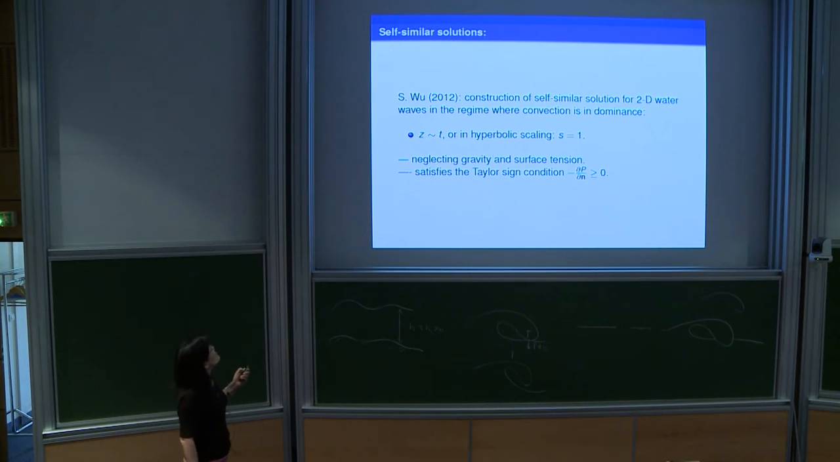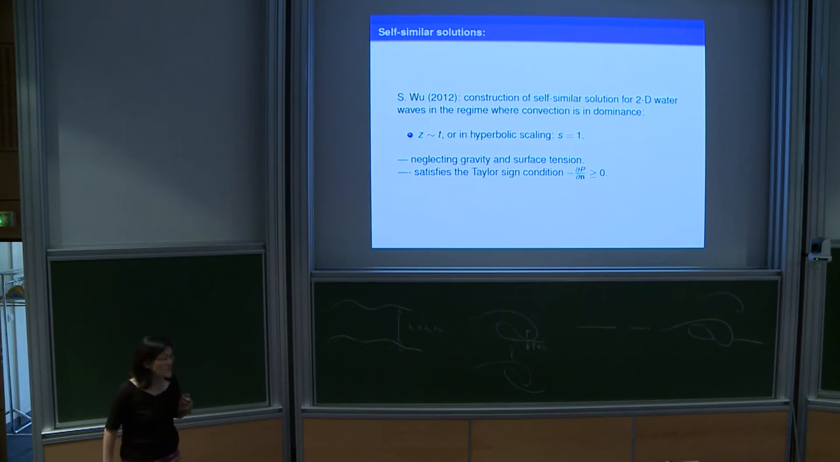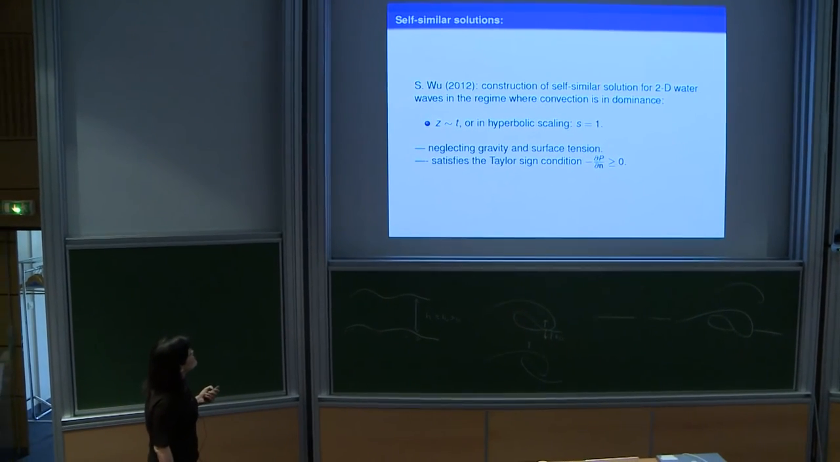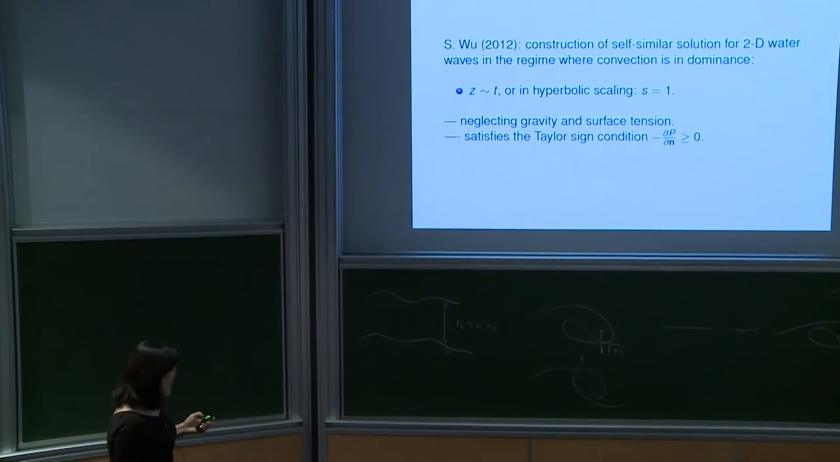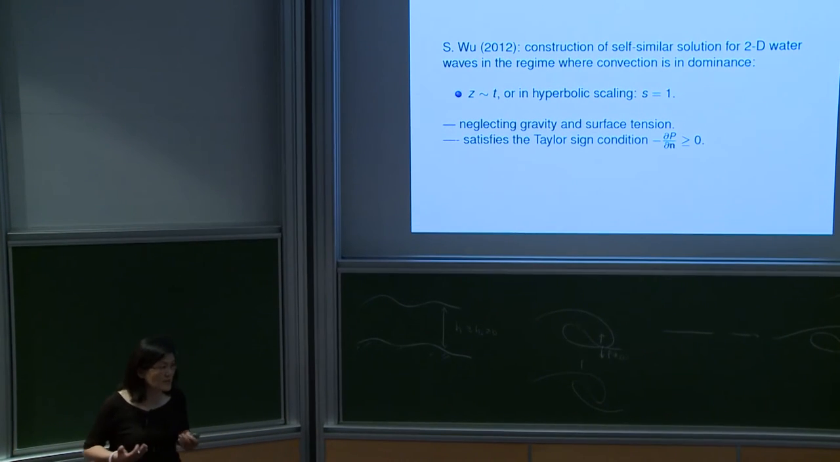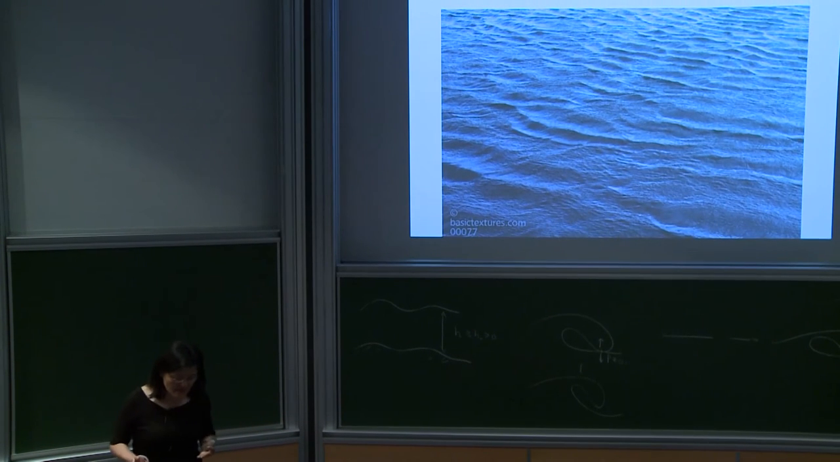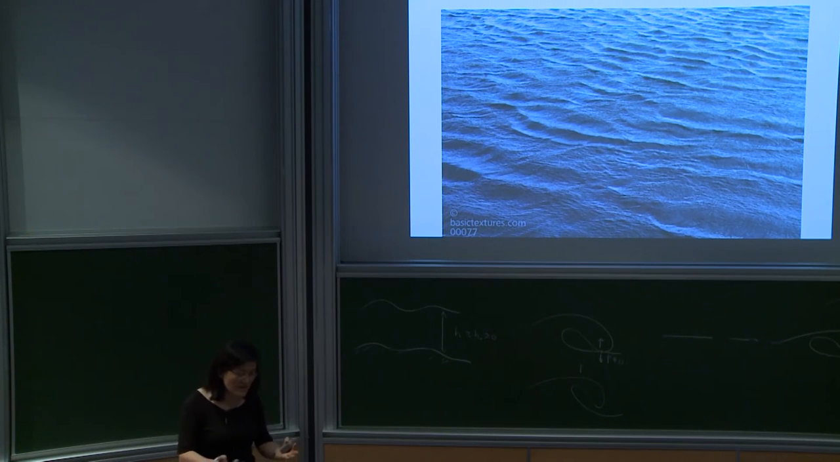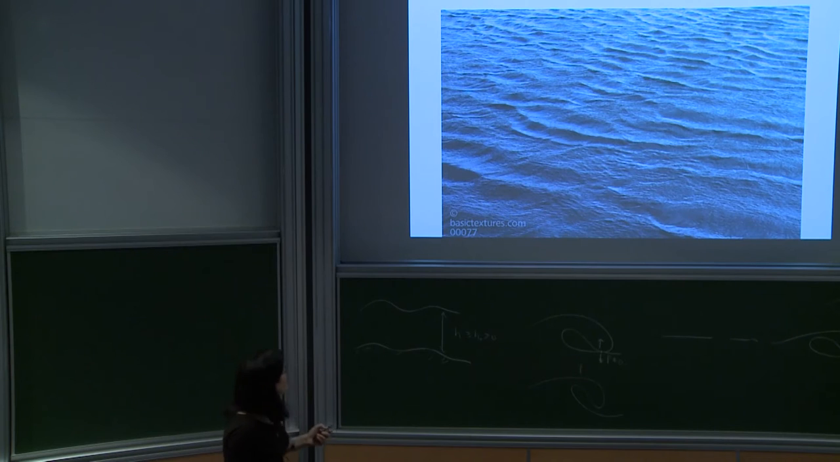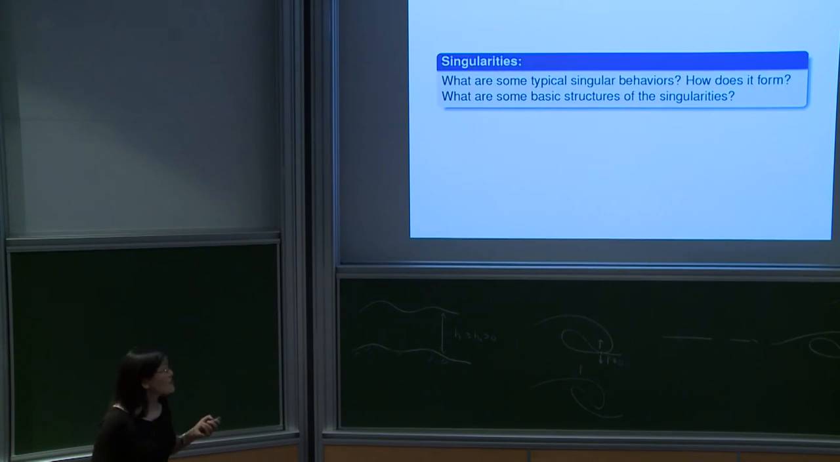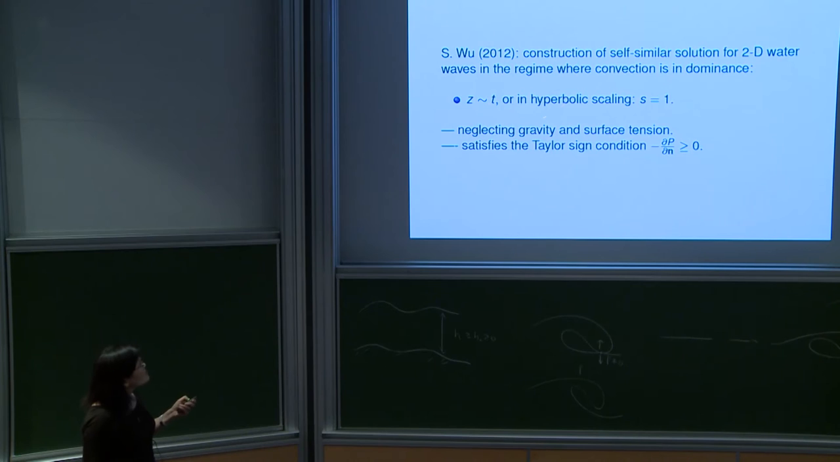The first thing we want to find is, are there any self-similar solutions? In order to find a self-similar solution, we have to understand what kind of scaling is important here. If you really look at the wave, you see the kink happens due to the motion. This means that the convection should be important, or this should be driven by convection or the velocity. So this means we need to use hyperbolic scaling. The spatial variable scales like the time variable.